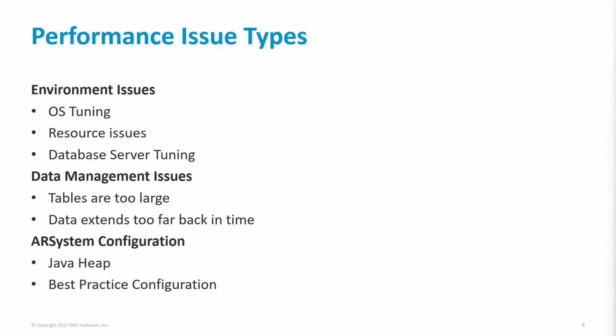More specific to ITSM is the ARSystem configuration. Since it uses Java, it's important not only to have enough memory resources on the OS, but that the Java heap be configured properly as well. There are many other configurations in ARSystem that can affect performance. BMC provides a best practice configuration guide in the online documentation to help with this. At the end of the presentation, I provided a link to that documentation so you can look into it further.